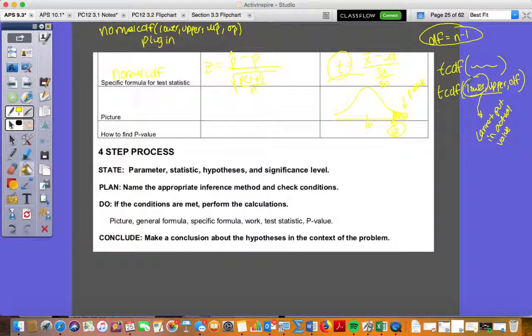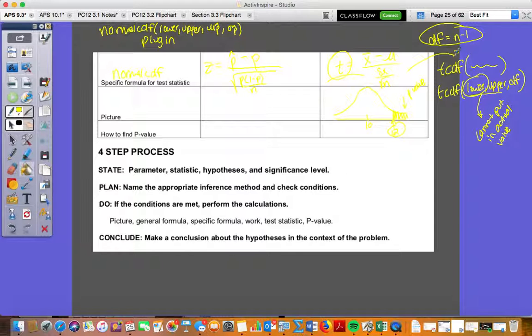So the T-score is not a replacement for normal CDF. You have to find T before you plug it into TCDF. Over here you don't have to, but over this one, you do. So you have to do both steps on this side, and this one is optional.